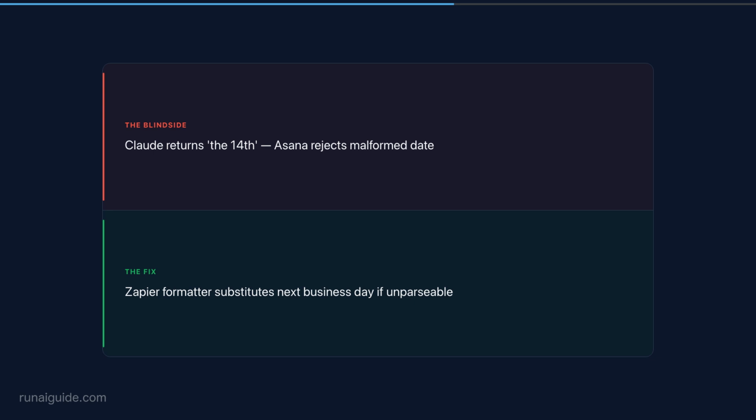The fix is a Zapier formatter step between the Claude output and the Asana action. If the deadline field doesn't contain a parsable date, the formatter catches it and substitutes the next business day. That single step keeps the whole downstream chain clean.